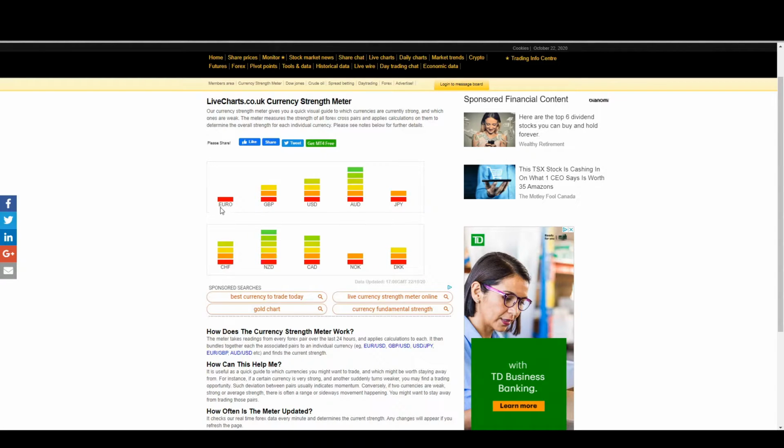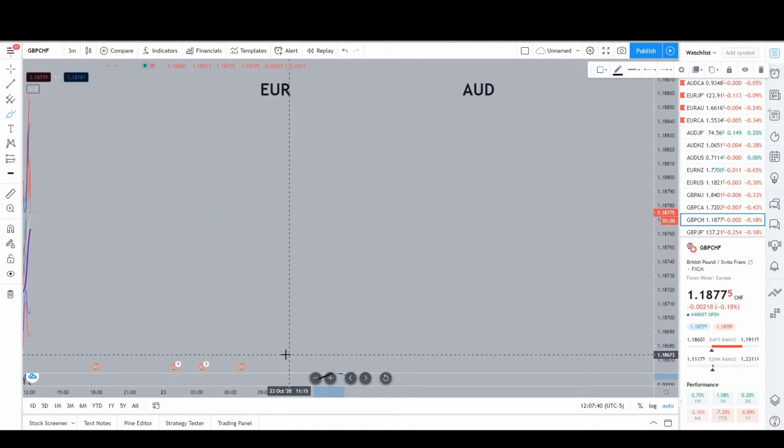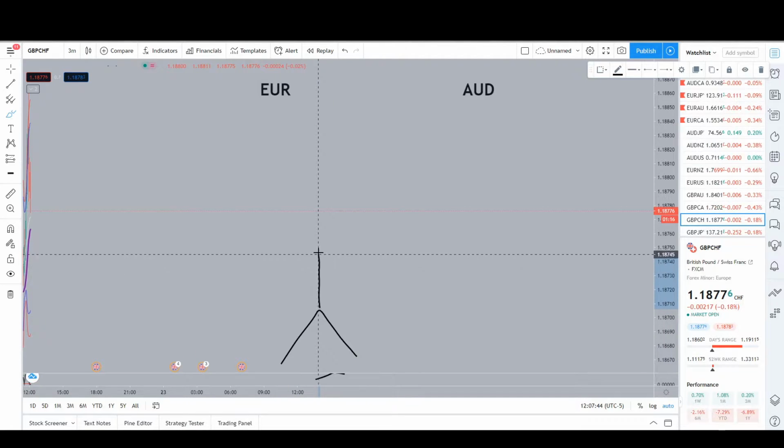So let's say we're trading a pair like Euro AUD, okay? So as you can see, there's a large discrepancy between the two pairs in their strengths, Euro being a very weak pair, while AUD being a very strong pair. So this is how I like to look at it, okay? So we have our pairs Euro AUD. Now what I like to do is I like to imagine a scale, okay? So we have our scale here.